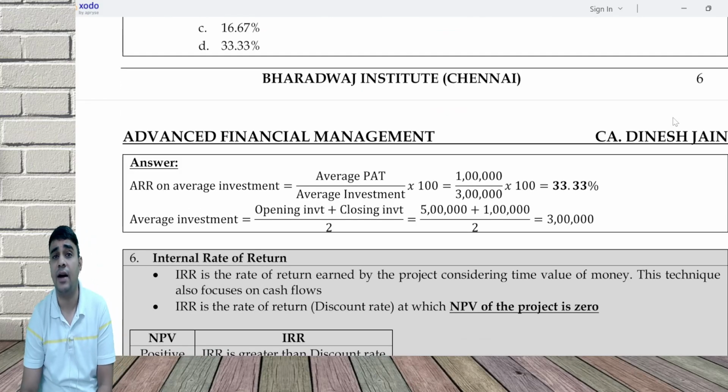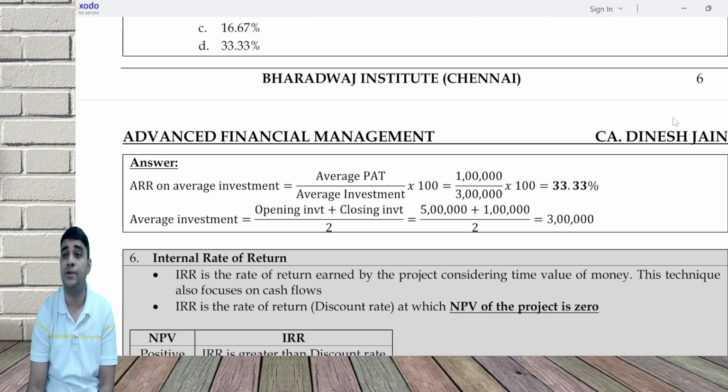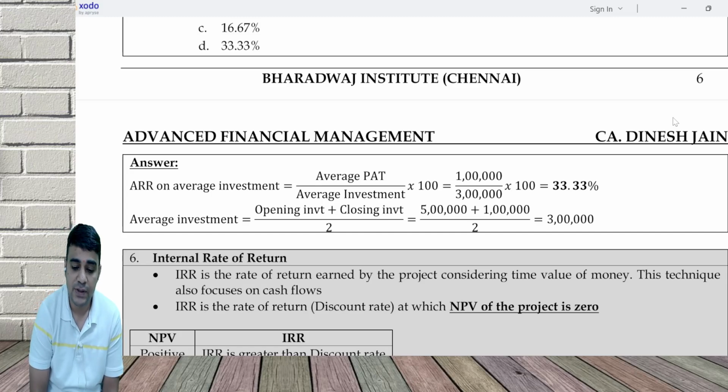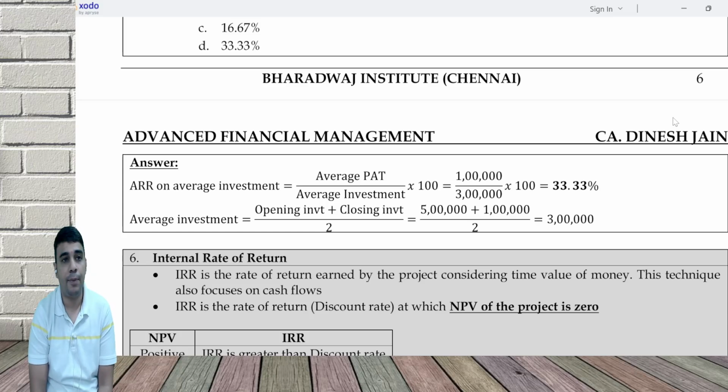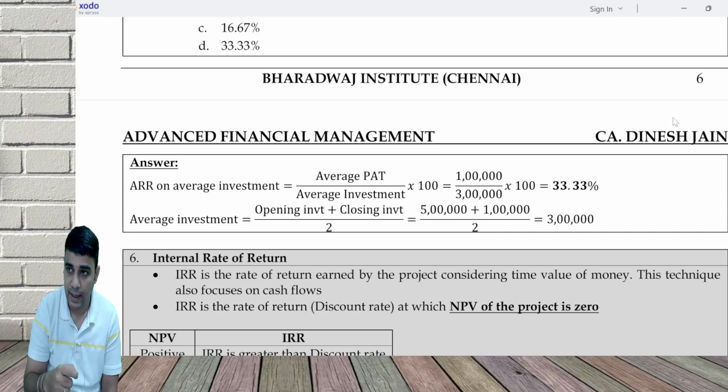Internal rate of return, IRR, is the rate of return at which NPV is going to be 0. So in order to calculate IRR, we need one positive NPV and one negative NPV. We may have to start with some random rate, high probability below the question. They'll give you some rates. From there you start your calculation.